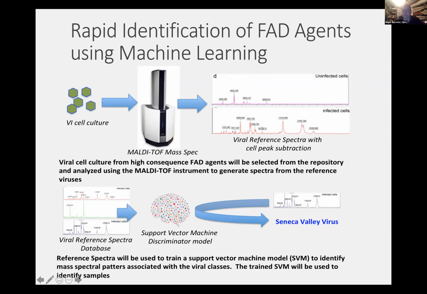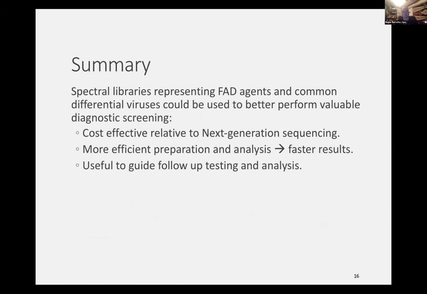the cell lines and generate spectra for the agents that we can then use to generate basically a database of these spectral references. And then once we have these, we train a machine learning model again to be able to recognize these patterns and then be able to identify a specific agent from within those spectral references. And so, again, this was just a quick overview of this area of the project.